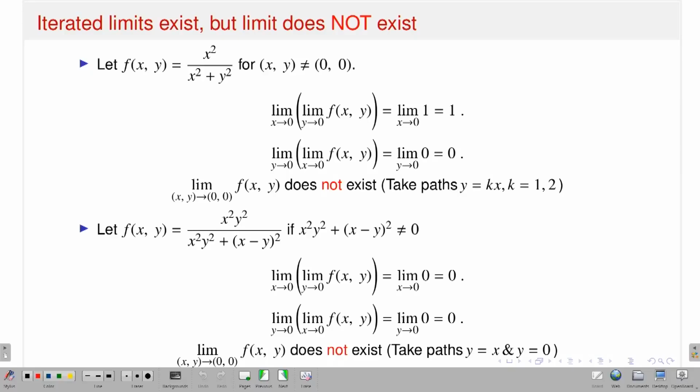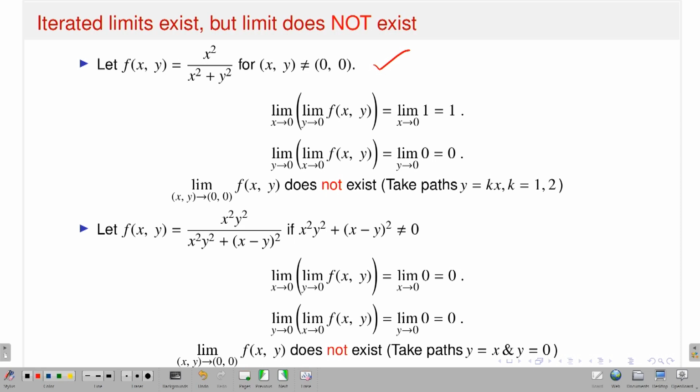So this example ensures you that the double limit of f can exist even though both iterated limits do not exist. Let's see another example where the iterated limits exist, but the double limit does not. So this is the example. Let f be equal to x square divided by x square plus y square, for xy non-zero. Now I want to talk about the existence of the double limit at the point 0, 0 and the corresponding iterated limits.